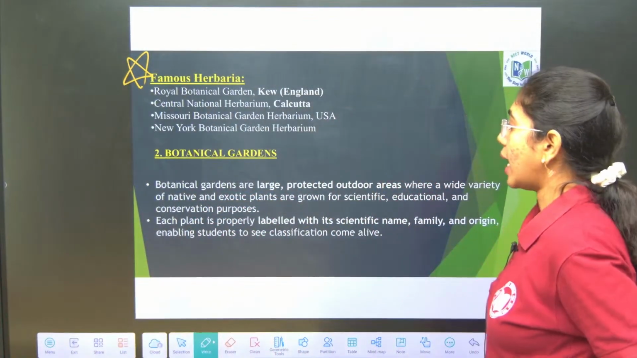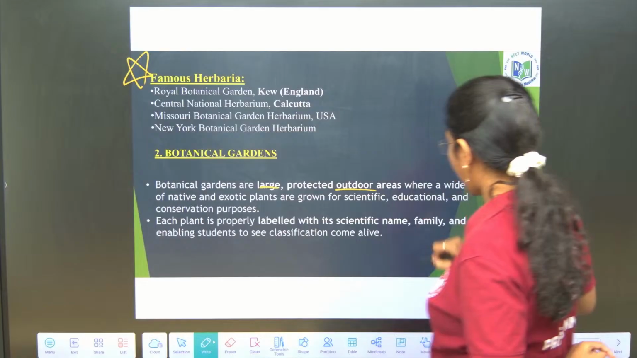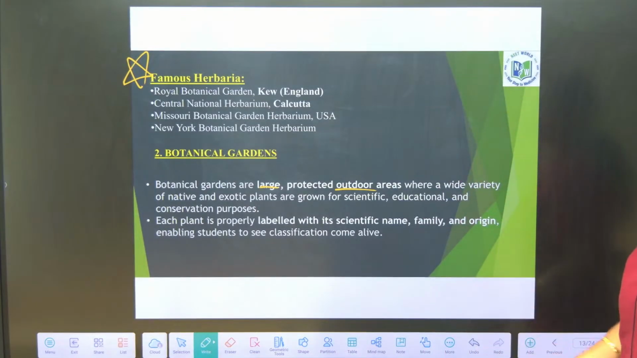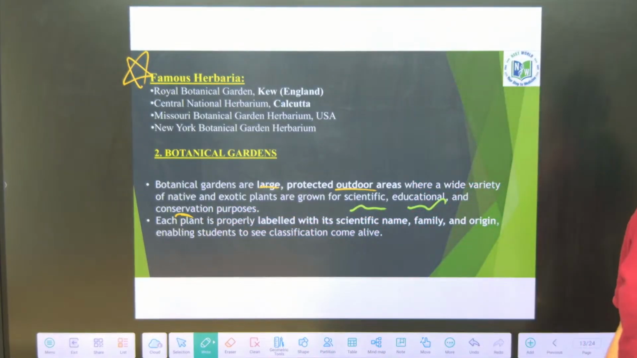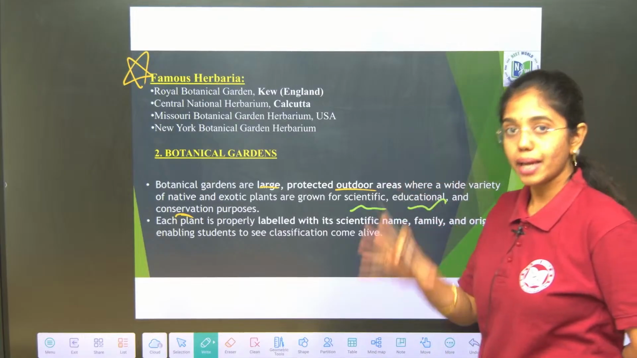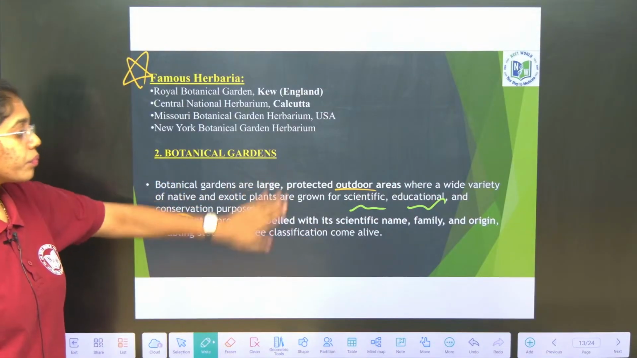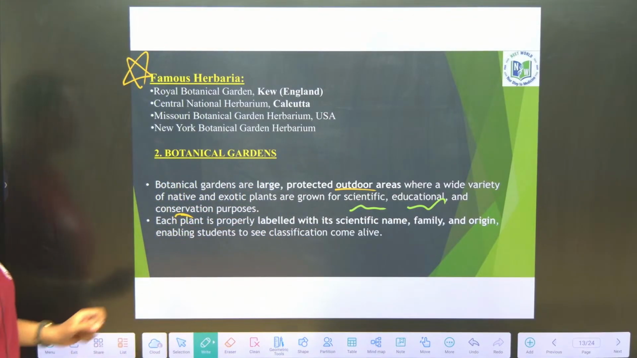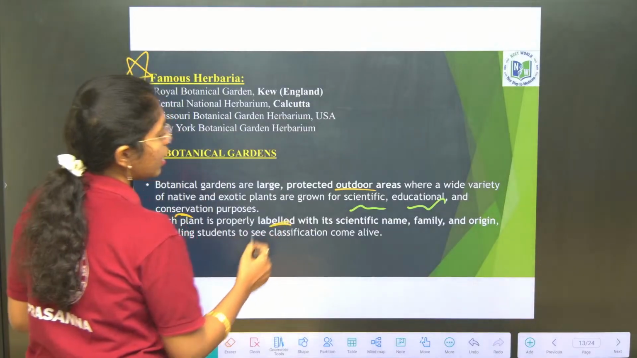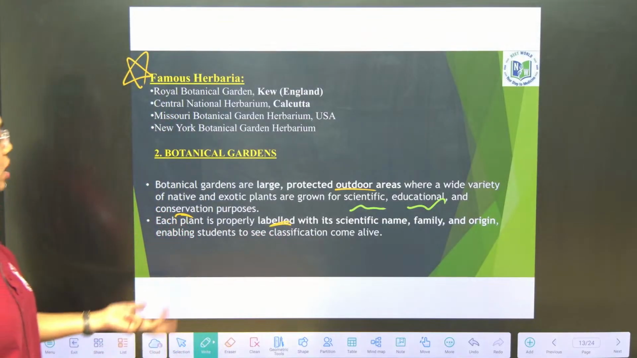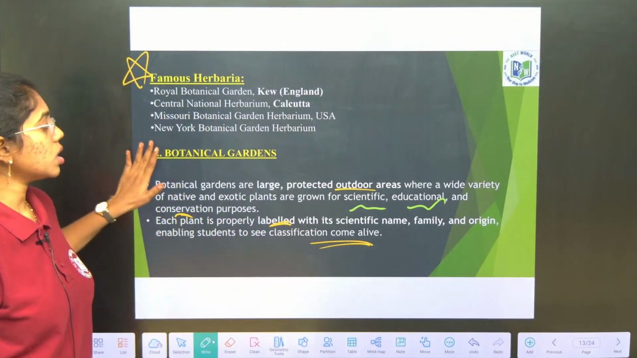Second is botanical gardens. Botanical gardens are large protected outdoor areas where a wide variety of native and exotic plants are grown for scientific, educational and conservation purposes. Okay. So, the live plants are preserved and protected properly, especially exotic plants. Each live plant in the botanical garden is properly labeled with the scientific name, family, and origin, and this enables students to see the classification come alive. Okay. So, this is about botanical gardens.